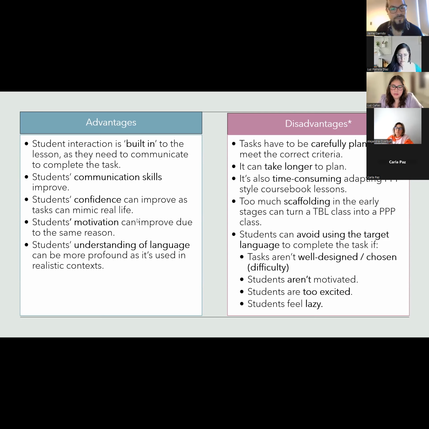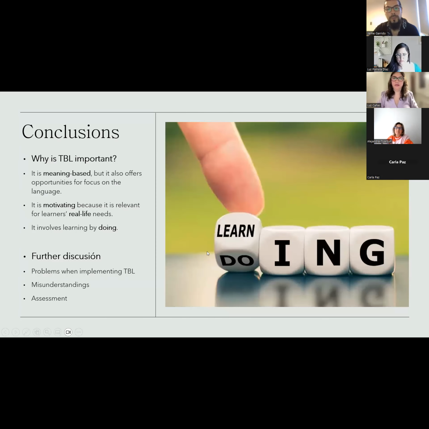Students are too excited. That can happen with young learners. Or students feel lazy as well. So these aspects could go against your planning. And as a way to conclude, why is TBL important? It is meaning-based, but it also offers opportunities to focus on language, as we said, towards the end of the lesson. It's motivating because it is relevant for learners' real-life needs. It involves learning by doing something real.